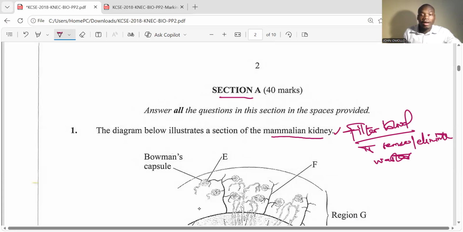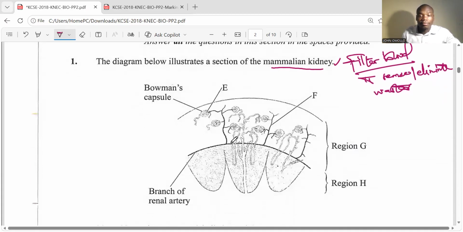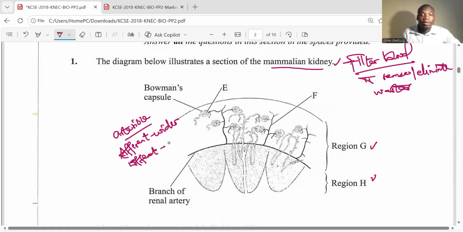So let's dive in. We have a mammalian kidney here, a cross section. We have region G and region H. Here we have the arterioles. There are two. One, afferent, that is wider. Next, we have efferent. This one is narrow as compared to afferent. There is a reason. And from here, we can easily see that E is the glomerulus.